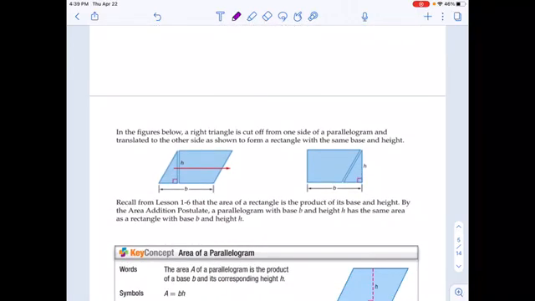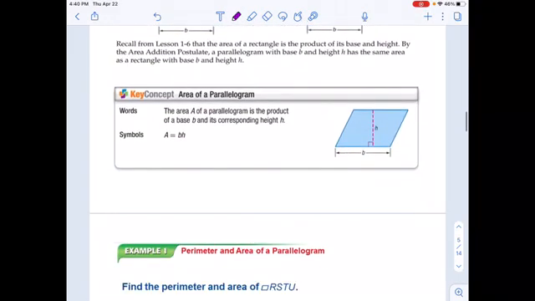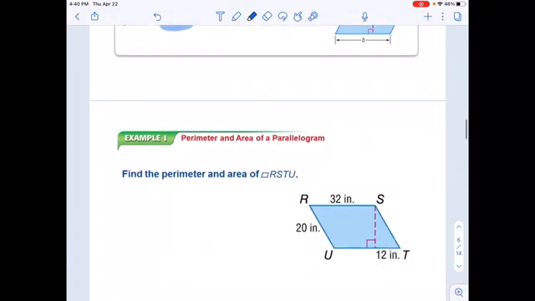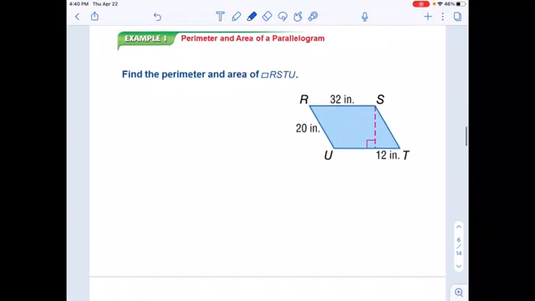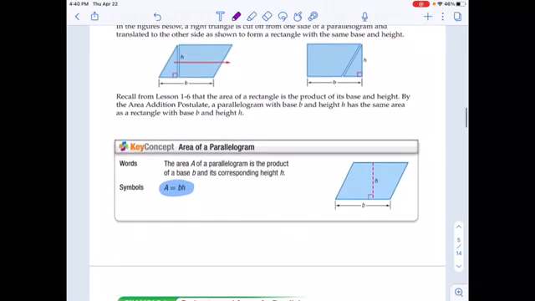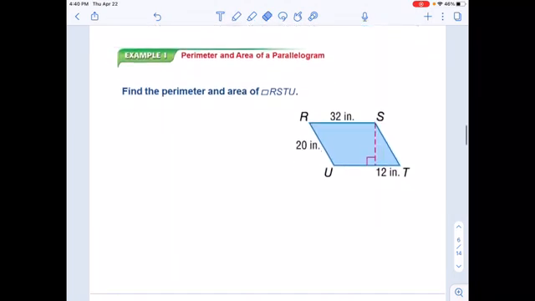Recall from lesson 1.6 that the area of a rectangle is the product of its base and height. By the area addition postulate, a parallelogram with base b and height h has the same area as a rectangle with base b and height h. So area of a parallelogram is area equals base times height. Now, quick recall, area is finding everything on the inside, how much is there. Perimeter is finding the distance around the outside, okay?